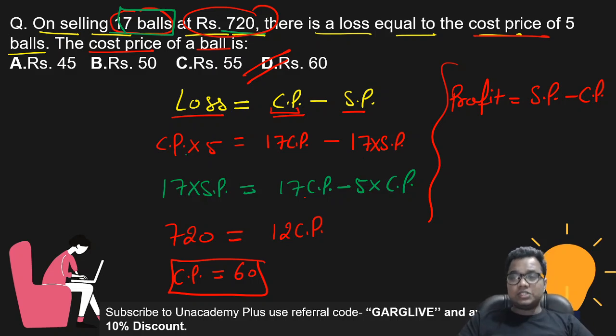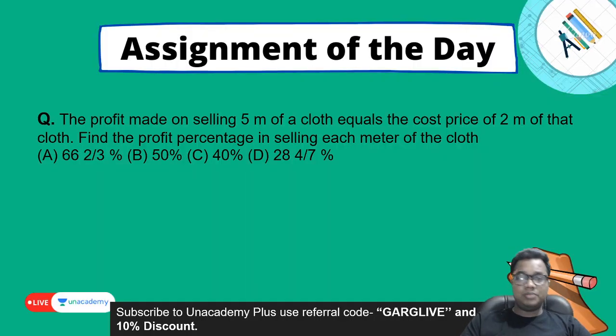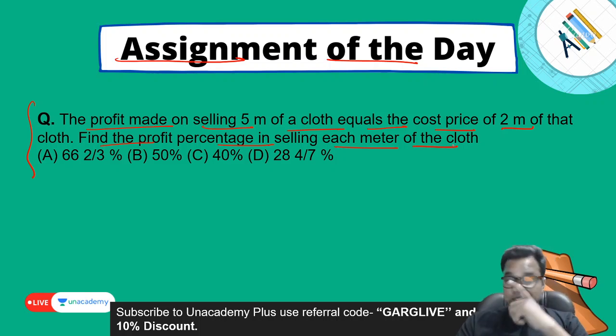So this is the simplest one. And now the homework time. Assignment of the day: the profit made on selling 5 meters of cloth is equal to the cost price of 2 meters of that cloth. Find the profit percentage in selling each meter of the cloth. That's a simple question. Everyone try to solve it as your homework.